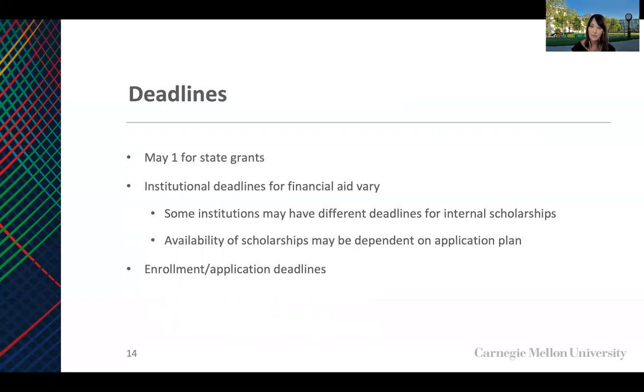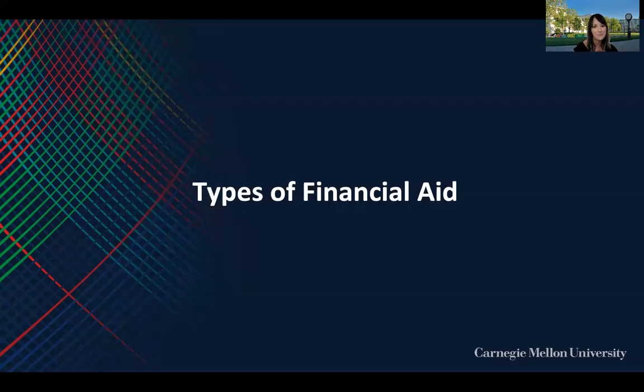For financial aid for Carnegie Mellon, if you are applying early decision, you'll want to file your FAFSA and your CSS profile by November 15th. And for regular decision, that deadline is February 15th. Again, Pennsylvania's state grant deadline is May 1st. So keep in mind, that's an additional deadline you'll want to make sure you're meeting.